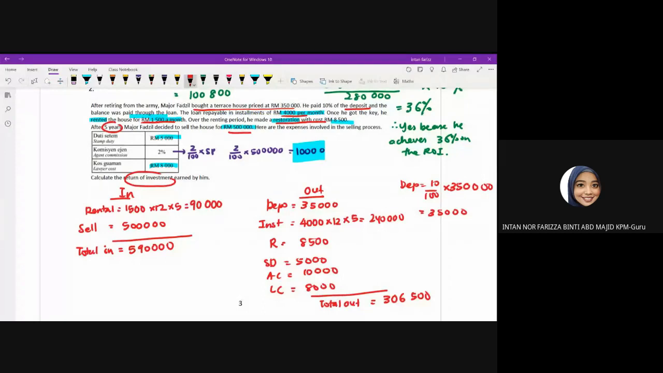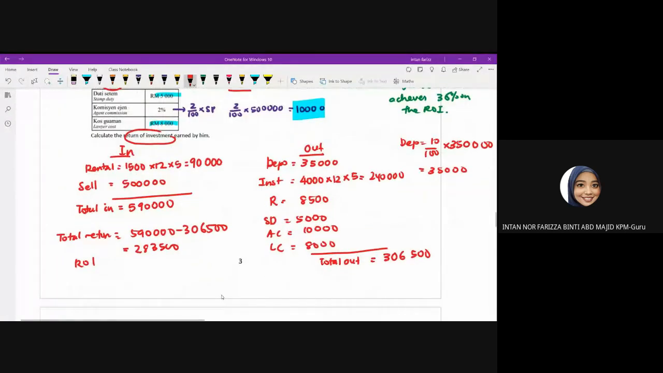They ask you to find the return on investment, so ROI. How to find ROI? Let me add one question. If it says find the total return, the total return will be 590,000 minus 306,500. You get 283,500.